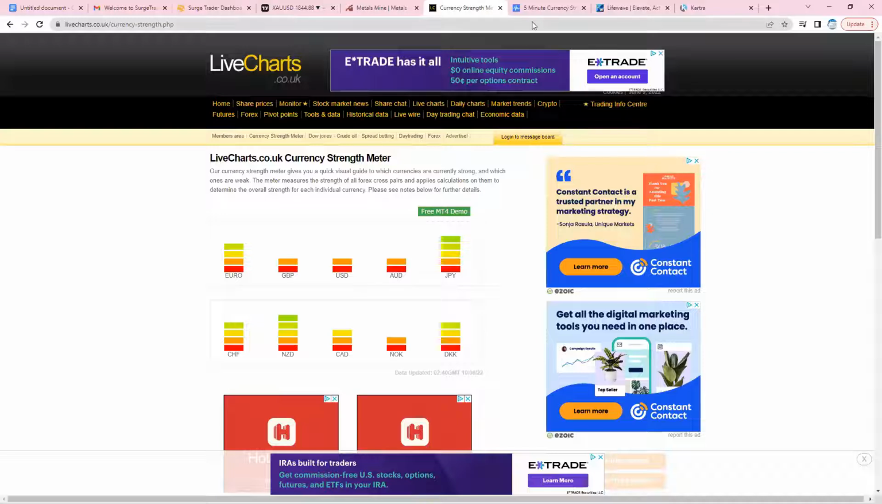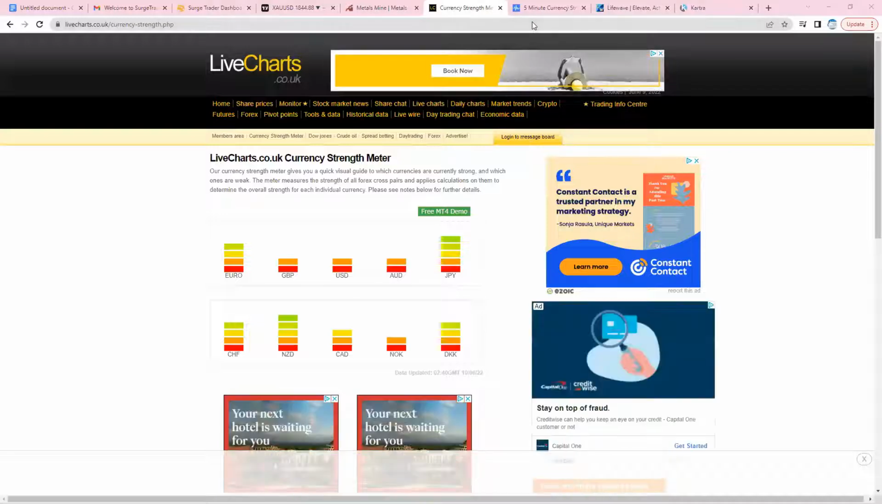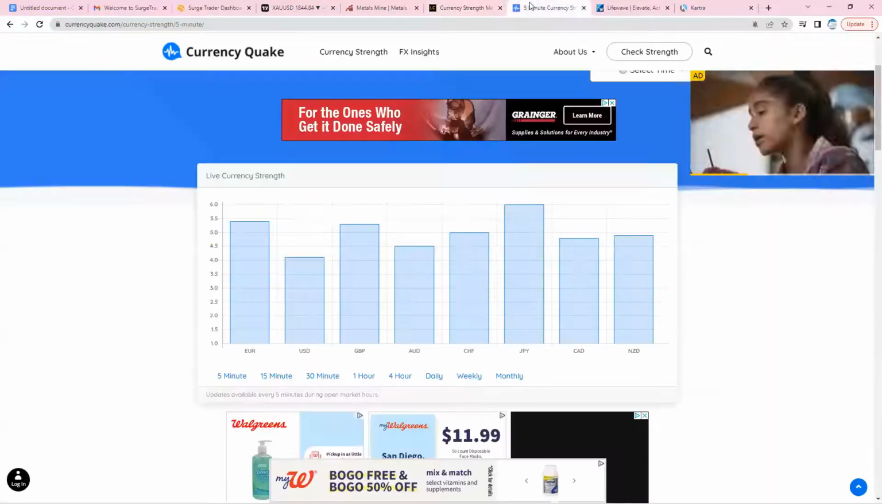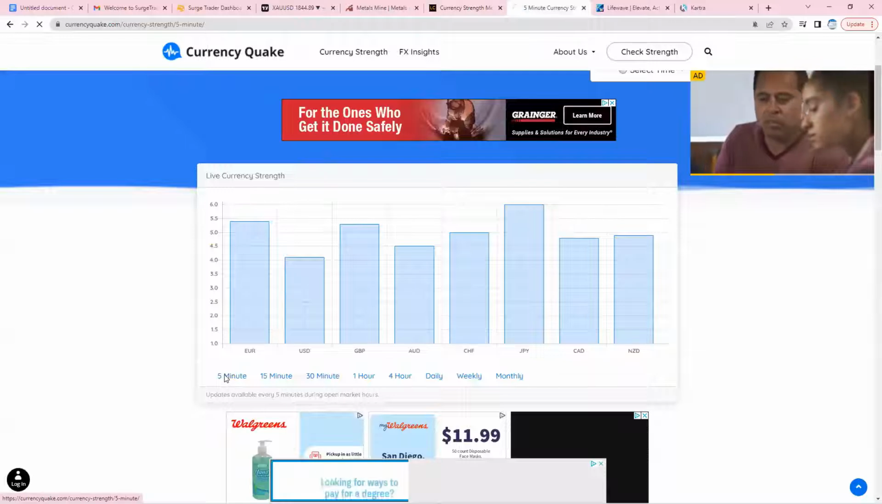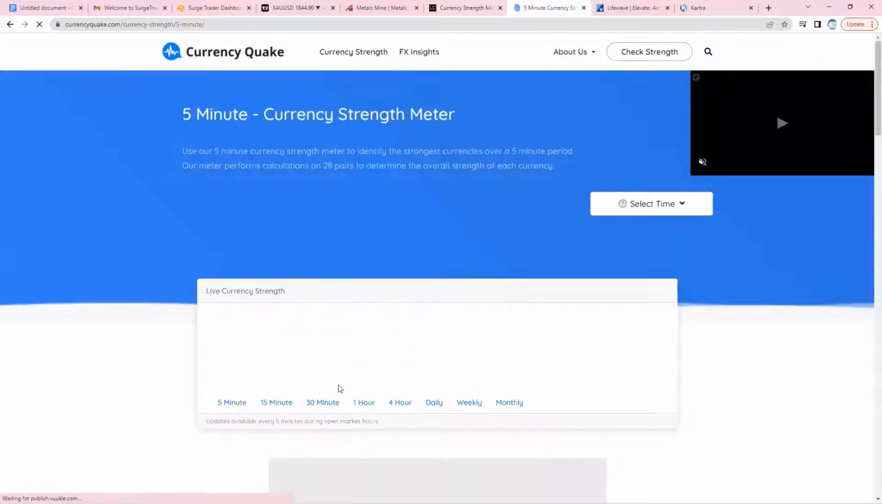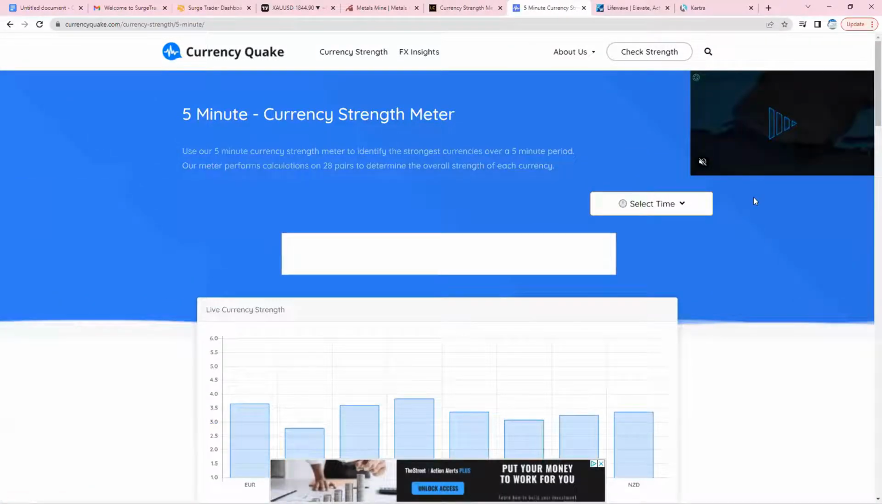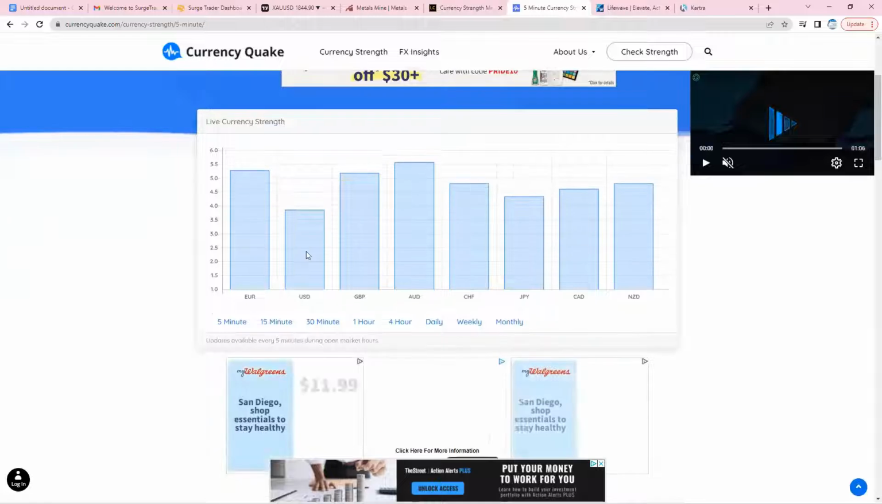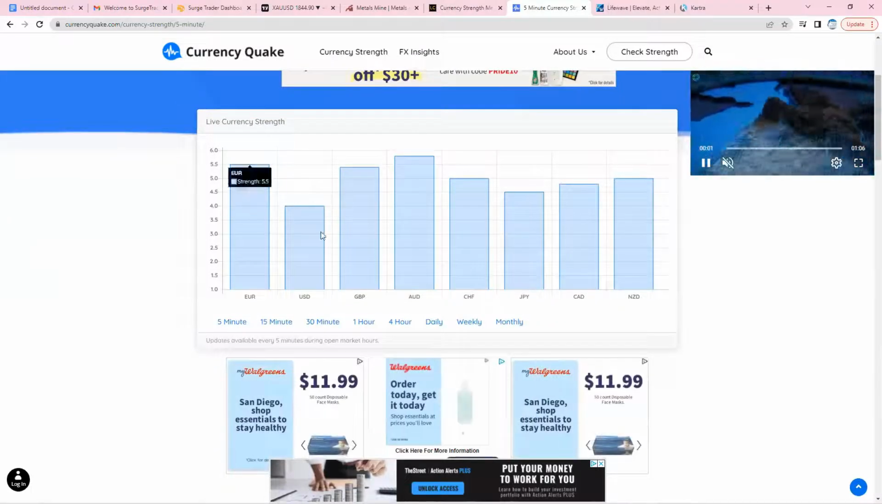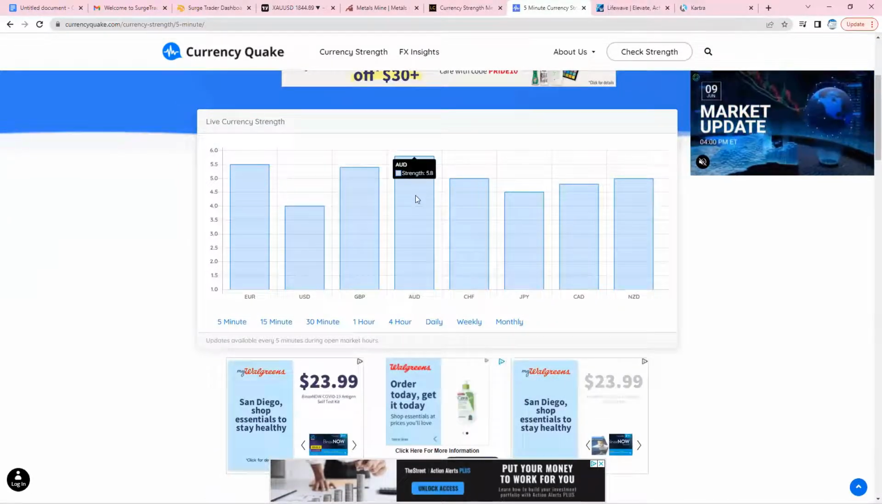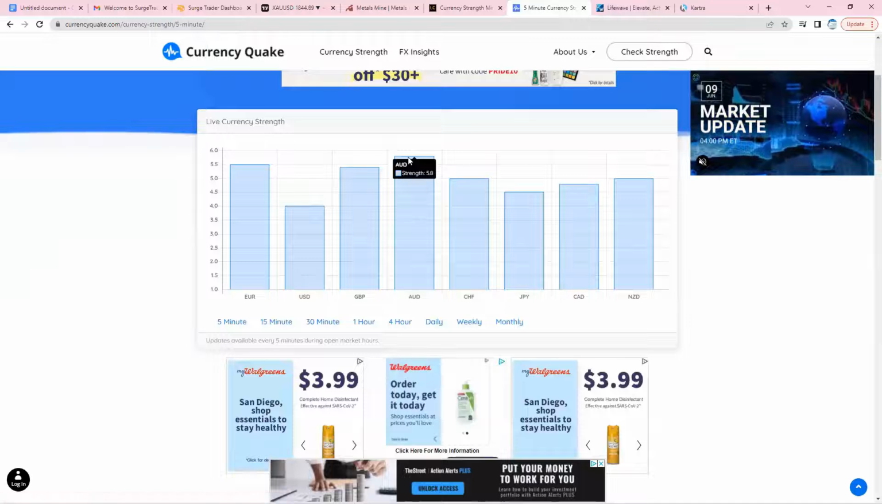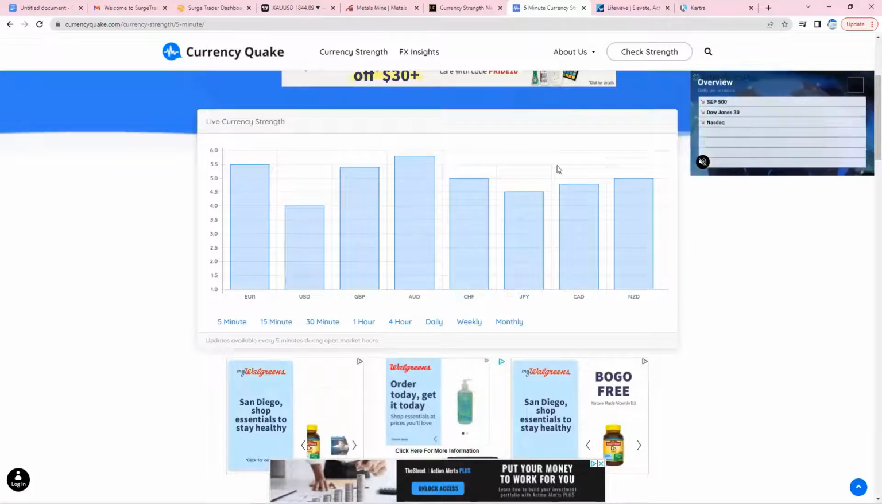Okay, we looked at our currency strength. We can look at another currency strength just to measure it. This is another one I've kind of been liking. It does a 5-minute evaluation. Let's see what this looks like. USD is kind of weak, a 4 out of 6. Not bad. The AUD is stronger right here, so it should be going up on this one.